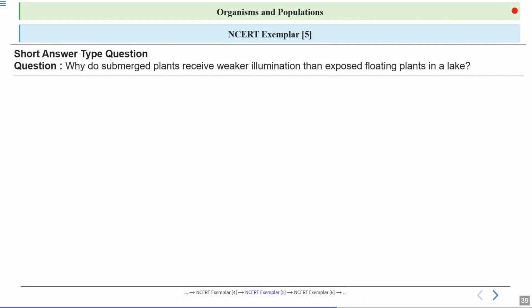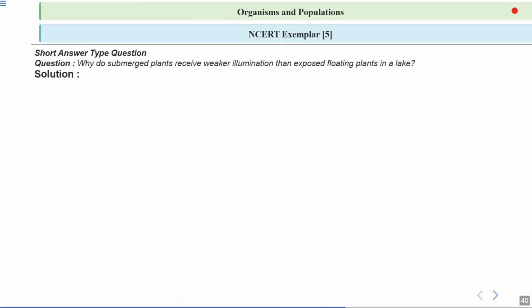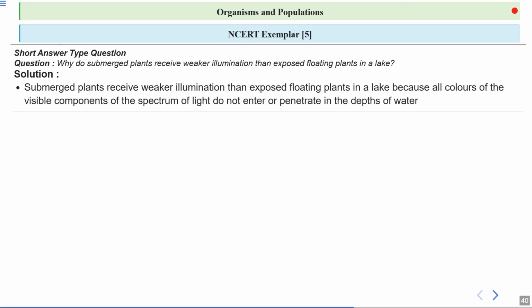Next question: why do submerged plants receive weaker illumination than exposed floating plants in a lake? Let's have a look at the answer. Submerged plants receive weaker illumination than floating plants because water absorbs and scatters light, reducing its intensity and changing its spectrum as it penetrates to greater depth. The floating plants are on the surface, receiving direct sunlight, while the water column filters the light before it reaches the submerged plants.